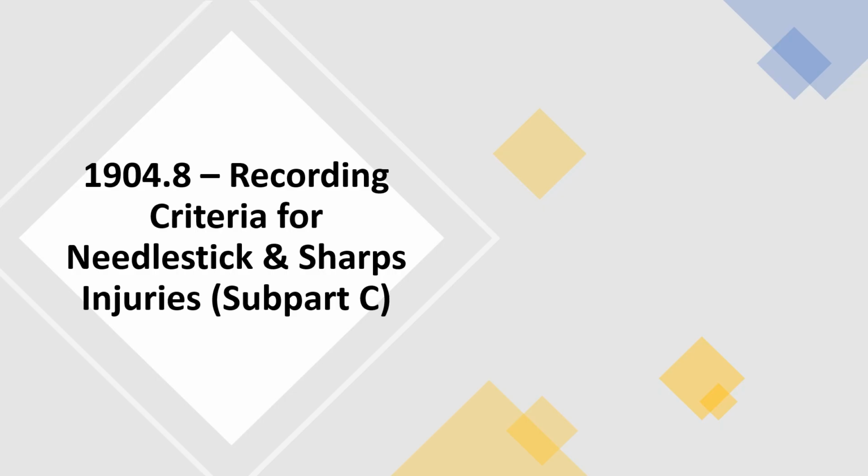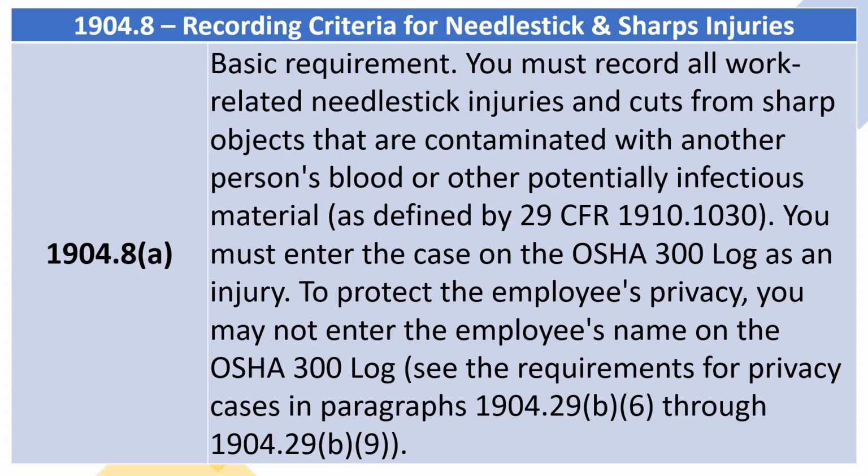1904.8. Recording criteria for needle stick and sharps injuries. 1904.8(a) Basic requirement. You must record all work-related needle stick injuries and cuts from sharp objects that are contaminated with another person's blood or other potentially infectious material, as defined by 29 CFR 1910.1030. You must enter the case on the OSHA 300 log as an injury. To protect the employee's privacy, you may not enter the employee's name on the OSHA 300 log. See the requirements for privacy cases in paragraphs 1904.29(b)(6) through 1904.29(b)(9).